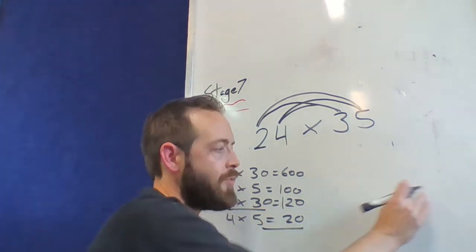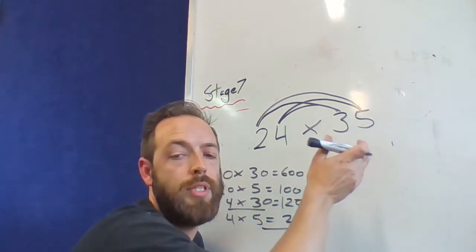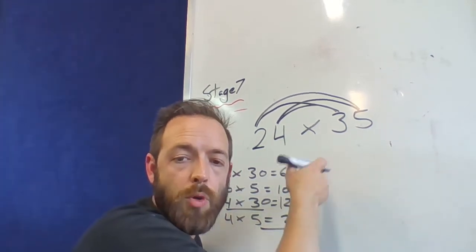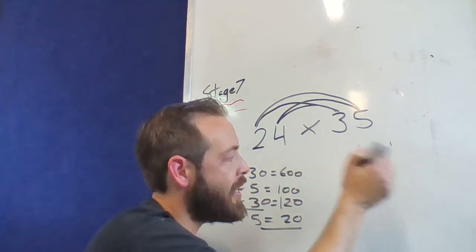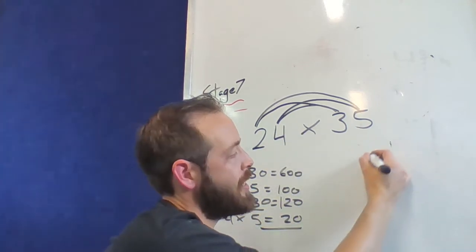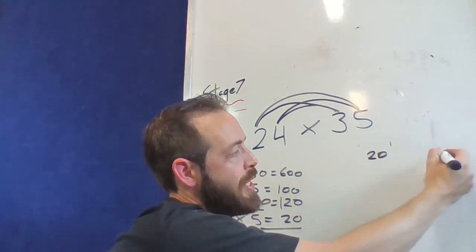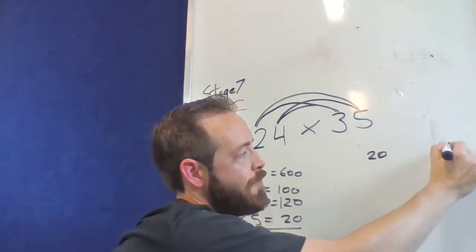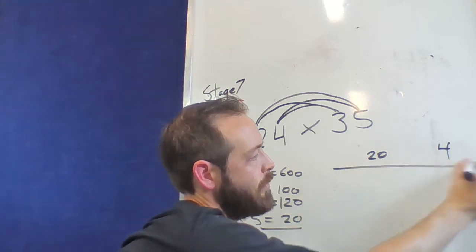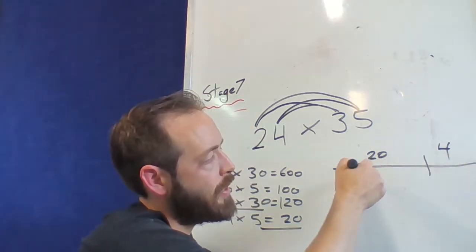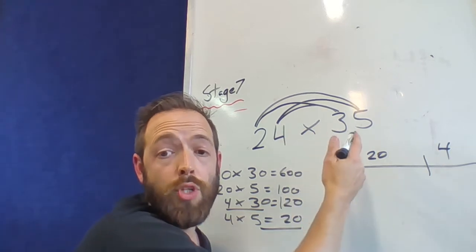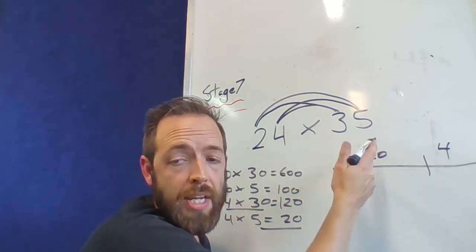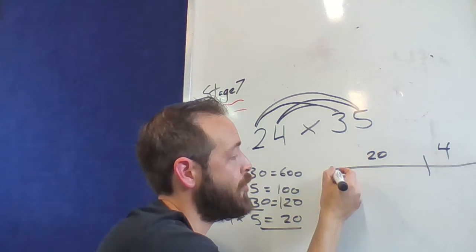Another way of looking at it, building on how we solved the last multiplication with only one two-digit number and a single-digit number, is to sort of illustrate it this way. So if I had 20 students and 4 students, then each of those students is going to have $35. 24 students, each with 35, 24 by 35.